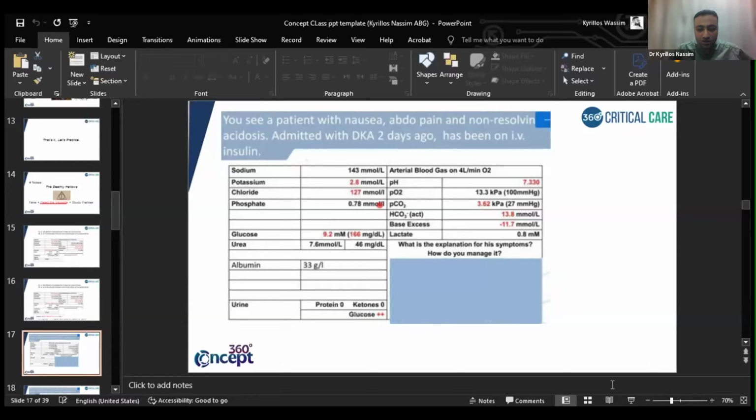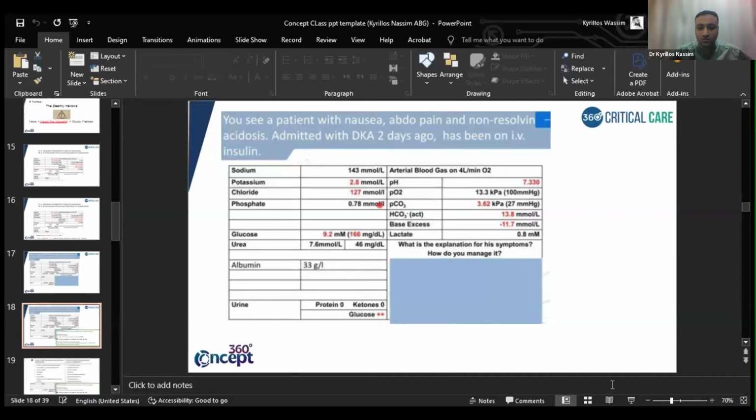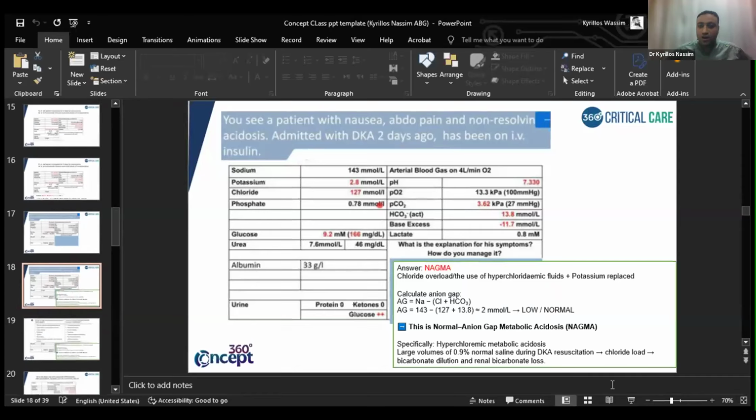So the question is, what is the explanation for these symptoms and how would you manage it? Let's go to the answers. When we have a metabolic acidosis, like I said before, I must calculate the anion gap. And here the anion gap is by calculation.